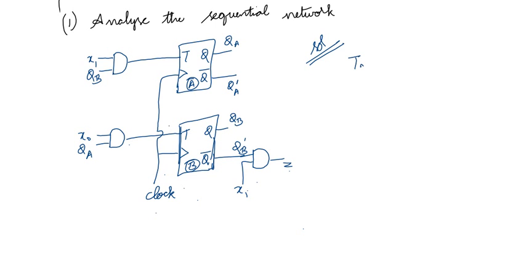What is TA? The T flip-flop's input, the first flip-flop's input TA. TA is nothing but input x1 and the state value QB. So it is x1 QB. What is TB? The second flip-flop. So this is your A flip-flop, you make it as TA. This is your B flip-flop, and this input is TB. What is TB? Input x0 and the output value QA.